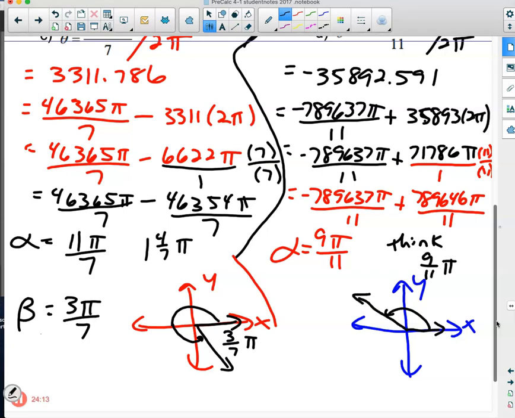But doesn't that make it super easy to figure out what the reference would have to be? Can somebody tell me what the reference would be for this one? 2/11. It would, yeah, because you're 2/11ths short of being all the way to 11.